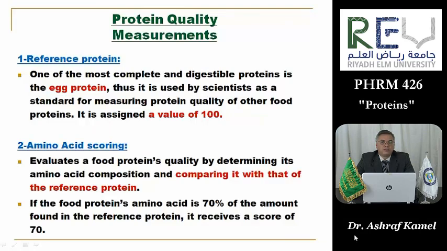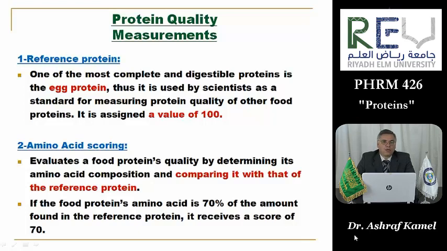We have 6 measurements that can classify proteins according to their quality. First is the reference protein, which is one of the most complete and digestible proteins. And this is the egg protein. Thus, it is used by scientists as a standard for measuring protein quality of other food proteins. It is assigned a value of 100.